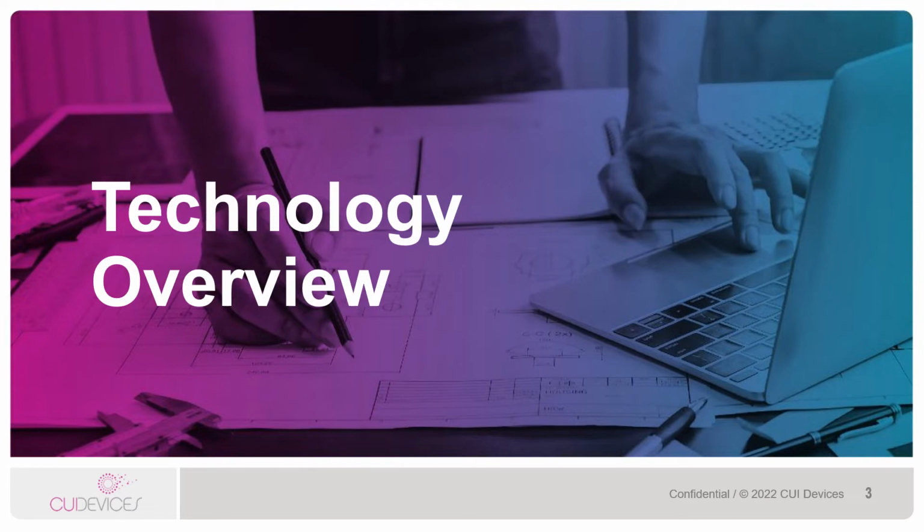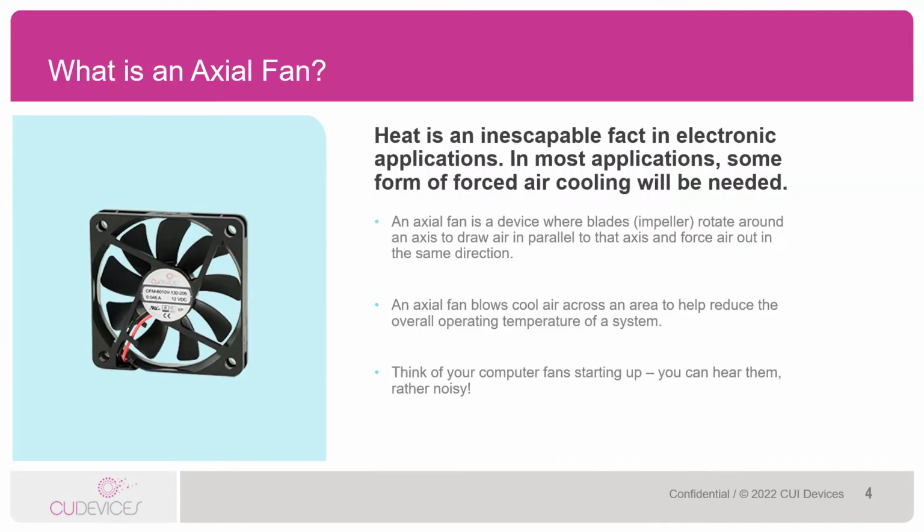Let's have a look at fans and blowers and compare the two technologies. Heat is an inescapable fact in electronic applications. That is, most devices will require some form of cooling, and most often forced air cooling is needed. An axial fan is a device where blades, also known as the impeller, rotate around an axis to draw air in parallel to that axis and force air out in the same direction. Or they pull in air from the back and move it out the front. Fans blow cool air across an area to help reduce the overall operating temperature of an electronic system.